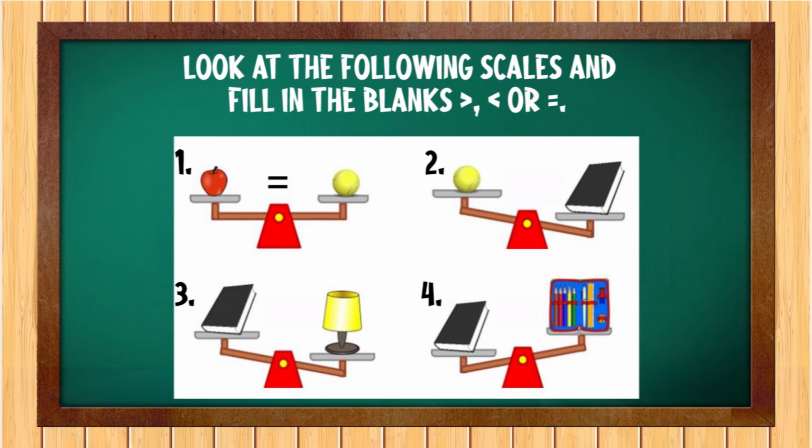For the second scale, we have a tennis ball and a textbook. The scale is lopsided. The mass of the book causes the scale to go down. So we can say that the tennis ball weighs less than the textbook. So we use the less than sign. For the third example, we have a textbook and a lamp. The scale again is lopsided, but this time the lamp weighs down the scale. So we can say that the textbook weighs less than the lamp.